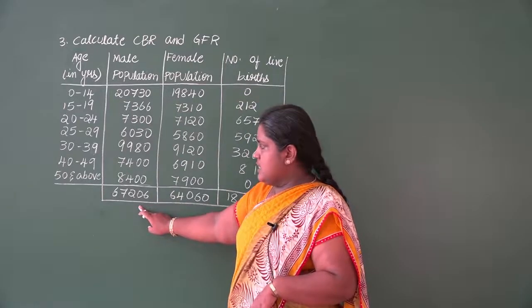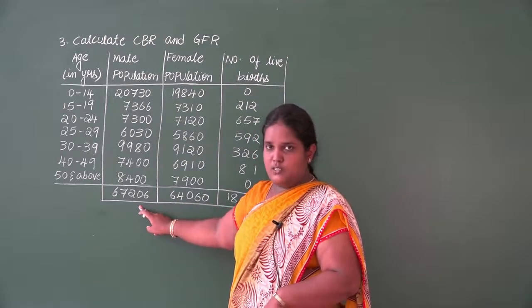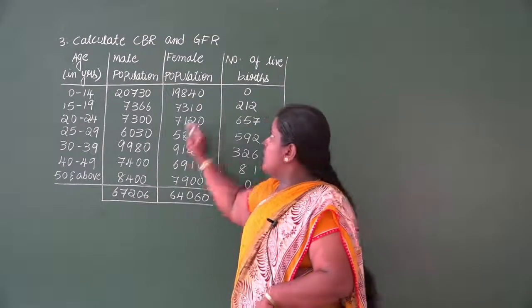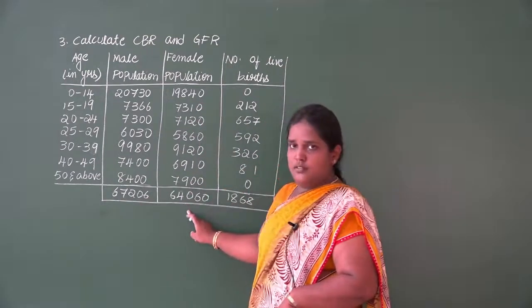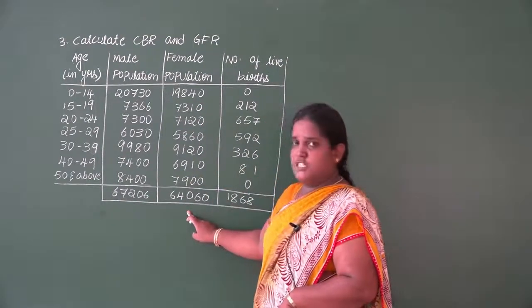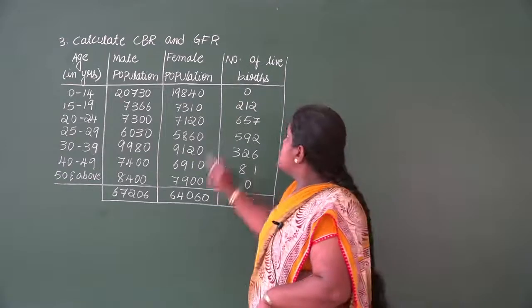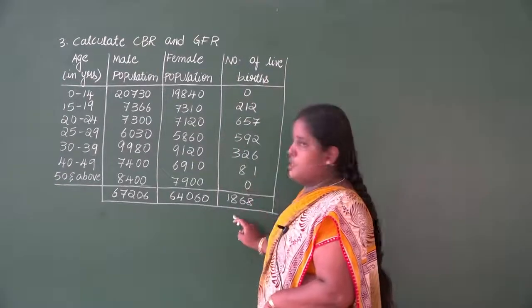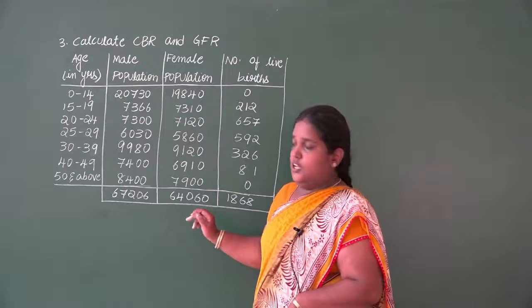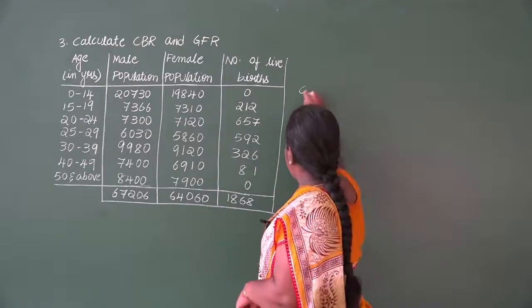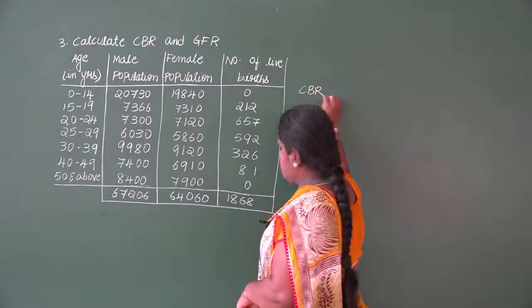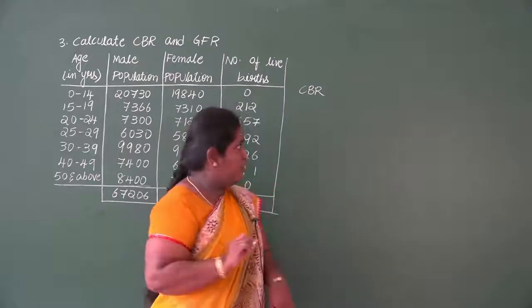The male population total is 67,206. Next, the female population total is 64,060. Similarly, the live births are 1,868. For calculating CBR, we need the complete population, so you have to add the complete population.